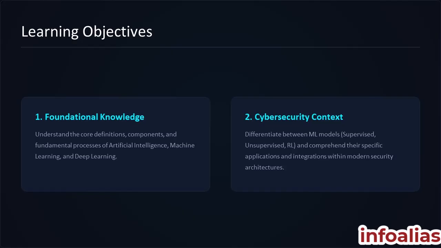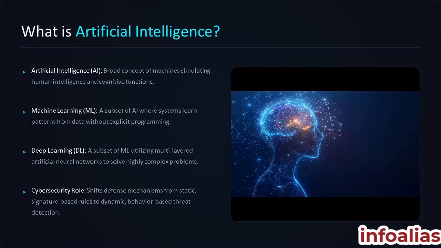2. Cybersecurity context. Differentiate between ML models, supervised, unsupervised, RL, and comprehend their specific applications and integrations within modern security architectures. Learning objectives. Artificial intelligence, AI: the broad concept of machines simulating human intelligence and cognitive functions. Machine learning, ML: a subset of AI where systems learn patterns from data without explicit programming.